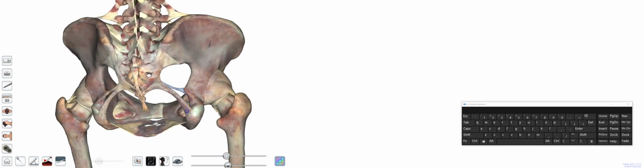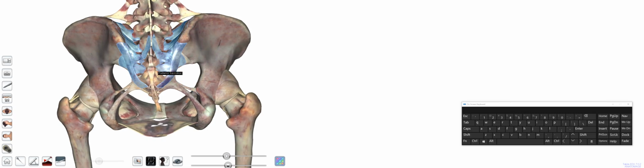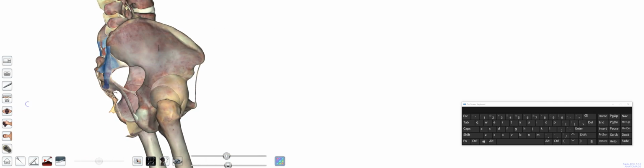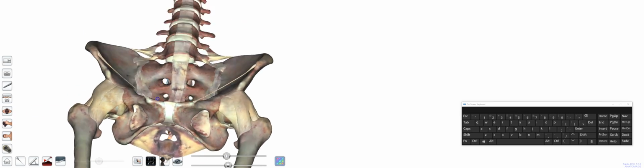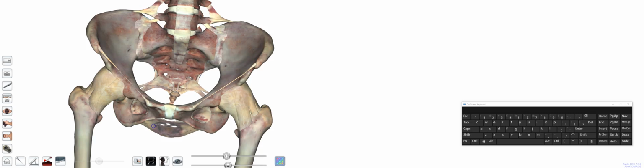So if we have a posterior sacroiliac ligament, what does that mean? Well, that means we have to have an anterior sacroiliac ligament. And you can see right there, there's our ilium, there's our sacrum, there's connective tissue right there. So there's our anterior sacroiliac ligament.